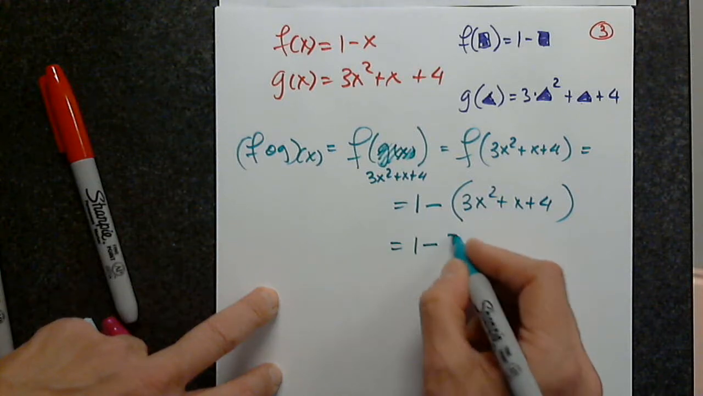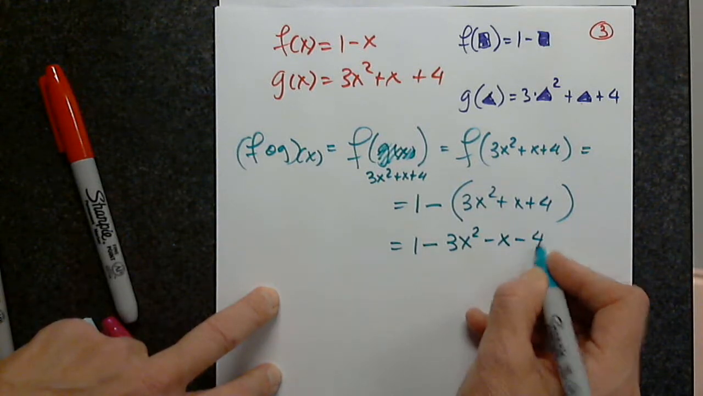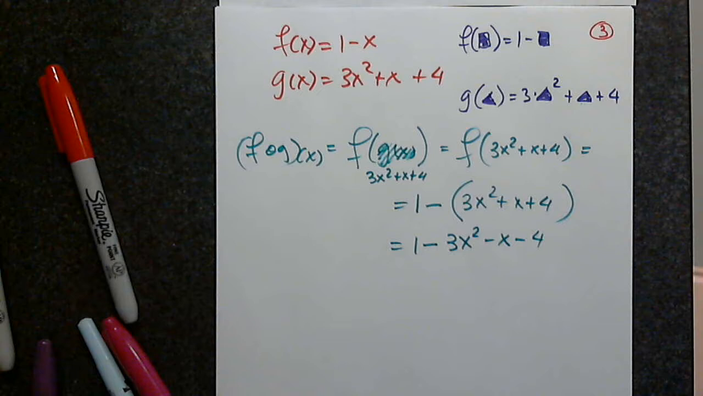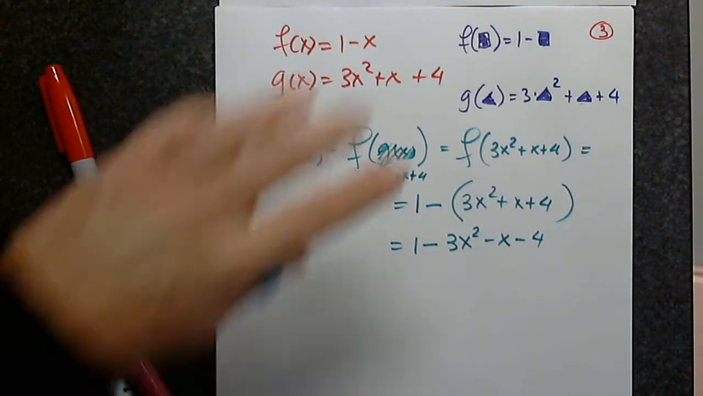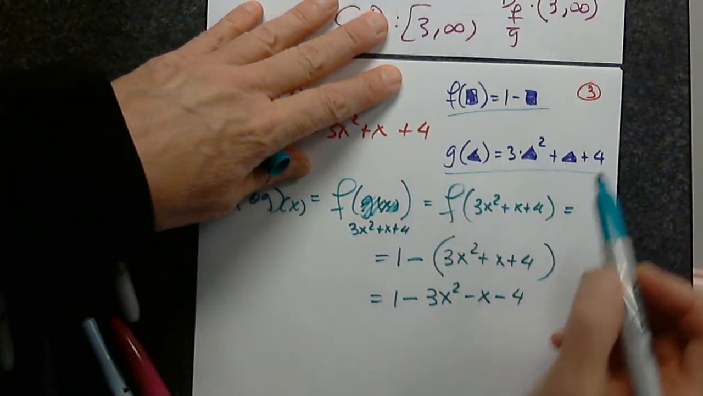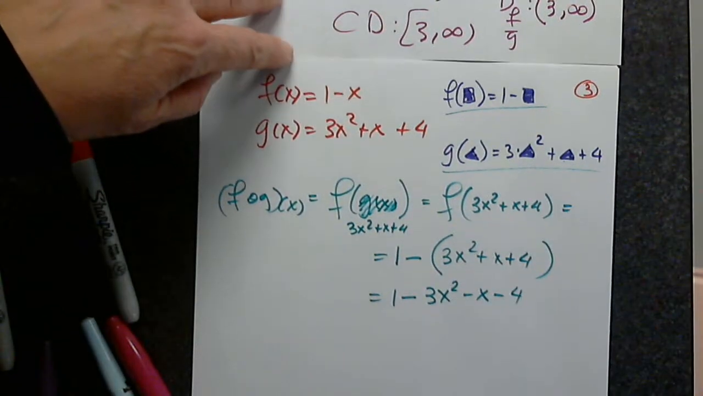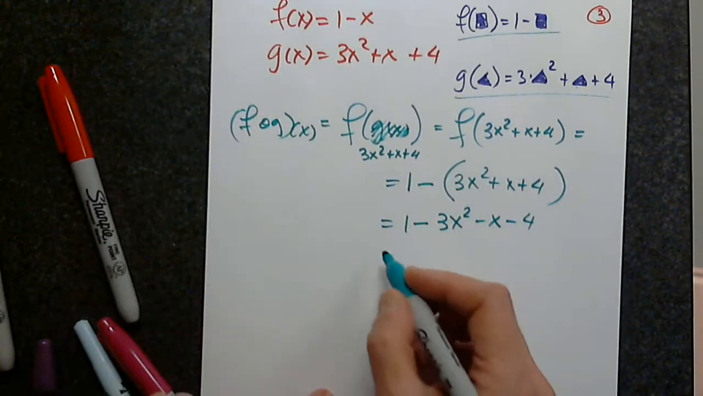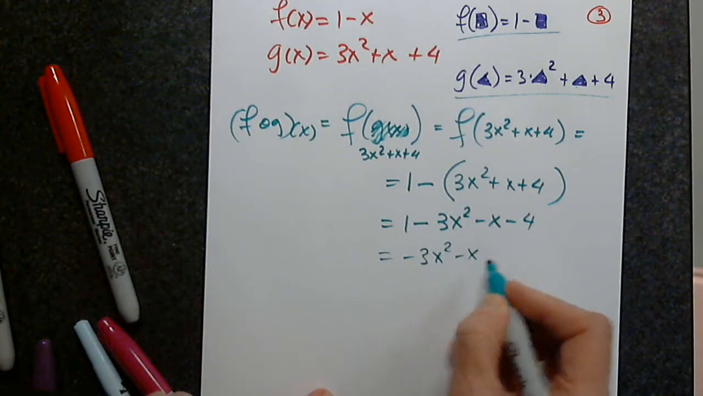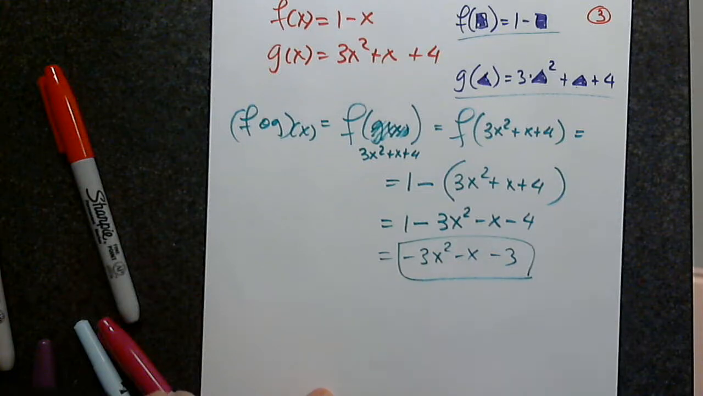And then I have 1 minus 3x squared minus x minus 4, and combine like terms, the 1 with the negative 4. Is this better? So I would write this on the side, on scratch paper. I can do whatever I want on scratch paper, right? I can write any of my notes, so I don't forget. So this is negative 3x squared minus x and minus 3. Any questions on this?